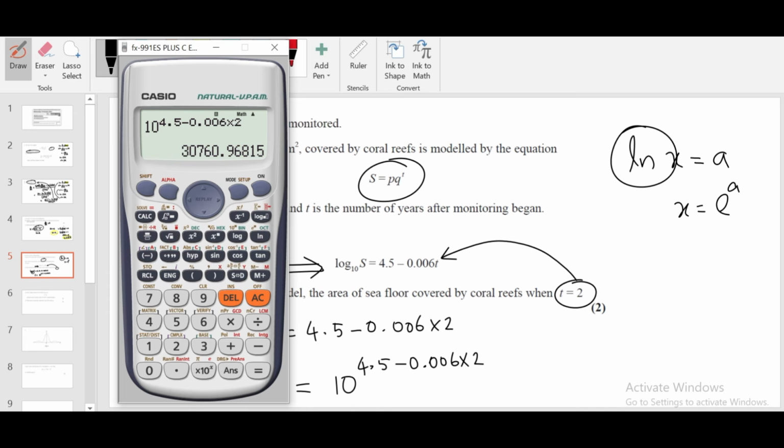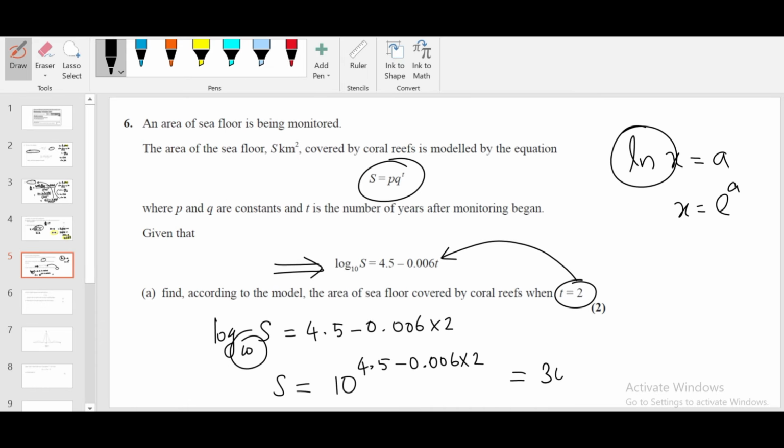30760 etc. Round it to 3 significant figures, you will get 30800 km². That's the answer for part A. Let's move on to part B now.